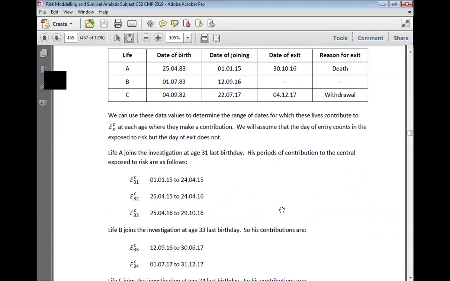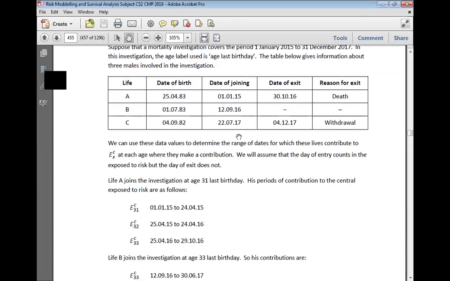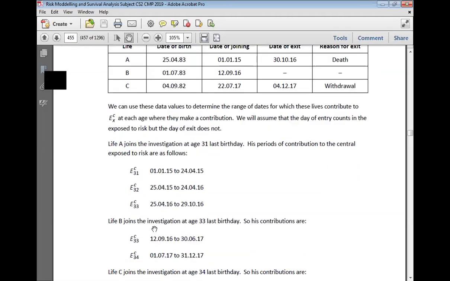But again, what do we know about B? We do not know the date of exit. I mean, we have no reason for the exit as well. So again, what you will do is figure out his date of birth when he joined. So you will figure out, using his date of birth, the age at which this particular person entered the observation. And it will turn out to be 33.